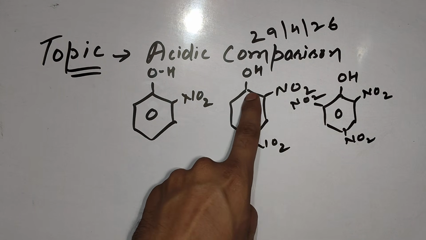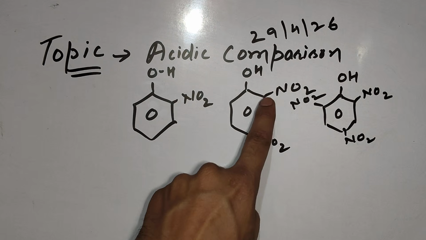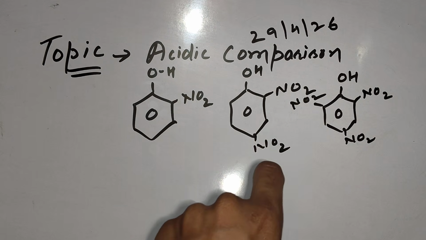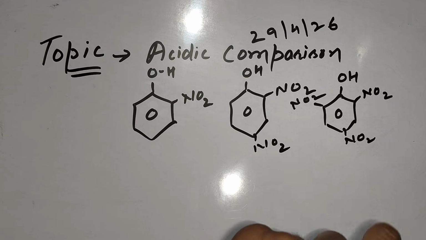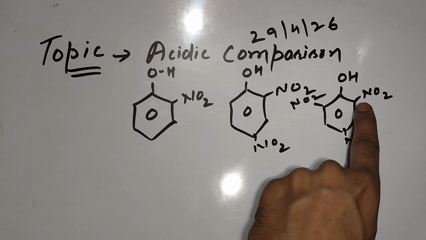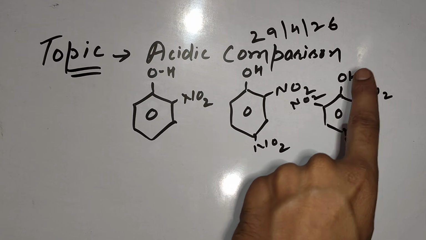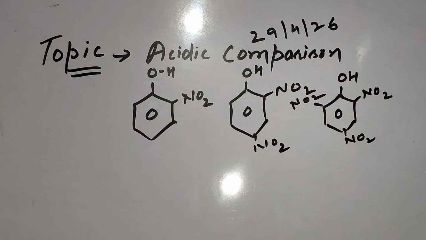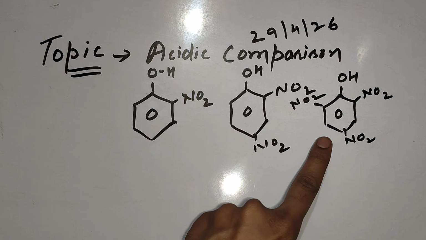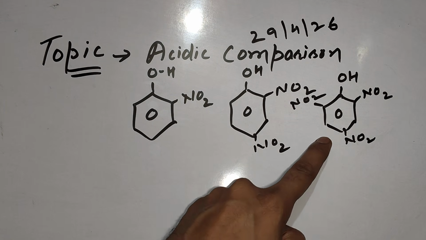Similarly, if I number 1, 2, 3, 4, so 2,4-dinitrophenol is its IUPAC name. Its name will be 2,4,6-trinitrophenol. And this compound's common name is also picric acid.